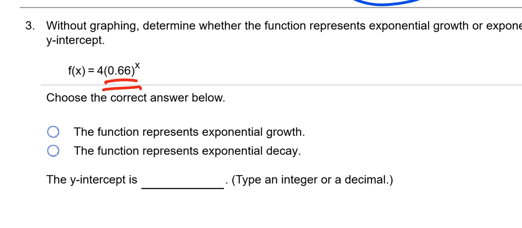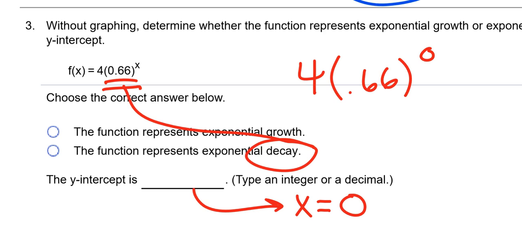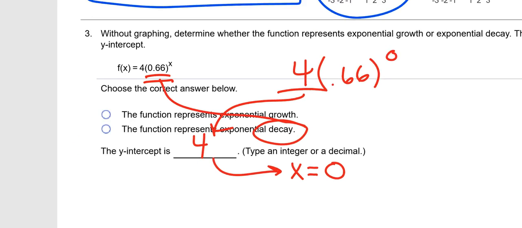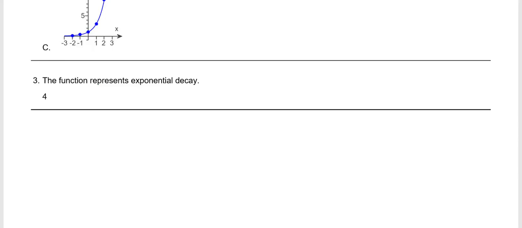Exponential growth or decay? Definitely decay, right? Because the growth factor is smaller than 1. Okay, how do we find every y-intercept in the universe? We plug in an x value of 0, not 1. If you want to find a y-intercept, you want it to be on the y-axis. What is 4 times 0.66 to the 0 power? It is 4. Nicely done. That takes care of 8.1.